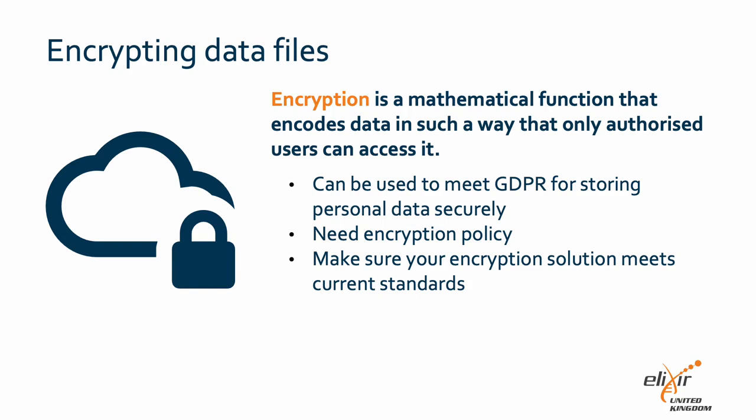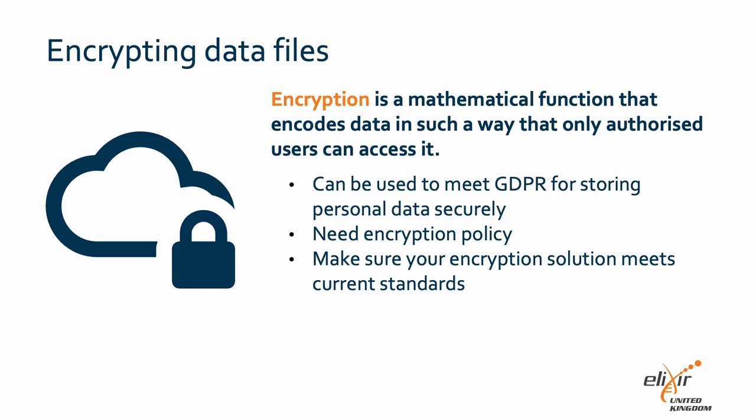You can use encryption to meet GDPR requirements for storing personal data securely. Encryption is an example of an appropriate technical measure to protect sensitive data, as mentioned in Article 32 of the UK GDPR. Encryption is a widely available measure with relatively low cost of implementation. There are a large variety of solutions available, including BitLocker and FileVault.